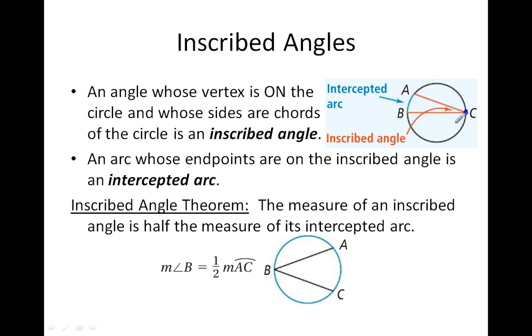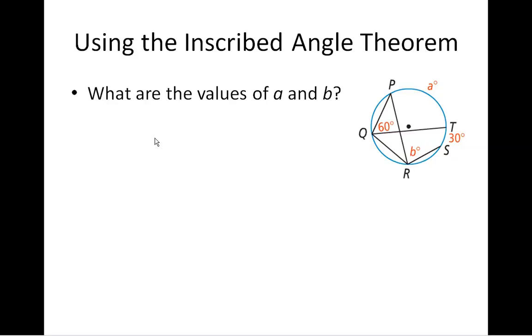And to help us find the measurements, we have the inscribed angle theorem, which says the measure of the inscribed angle is half the measure of its intercepted arc. So if we look at this first example, we want to find the values of A and B. If we start with A, the intercepted arc for angle PQT. Now we know that the measure of the angle, which in this case is PQT, is half of the intercepted arc, which in this case is arc PT.